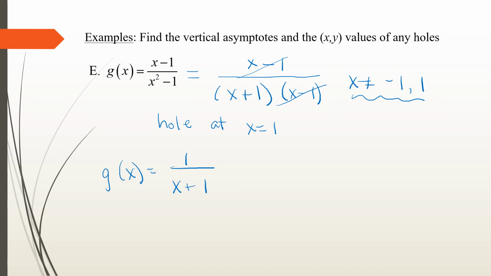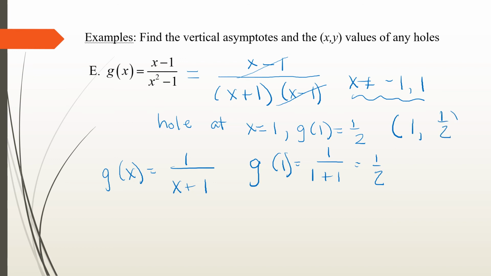Now we're going to find, using the simplified version, what g of 1 is. So that's 1 over 1 plus 1, or 1/2. So the hole is at x equals 1, and g of 1 is equal to 1/2, or the ordered pair (1, 1/2). That hole will be graphed as a circle at this point.